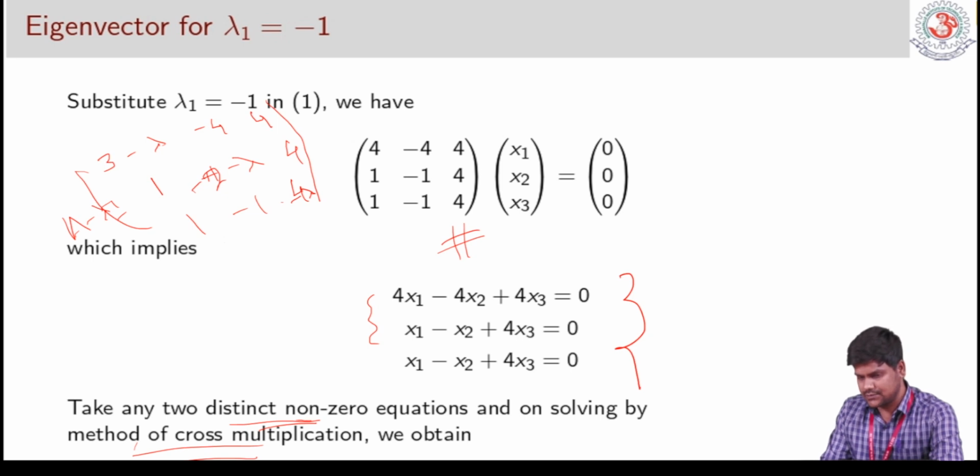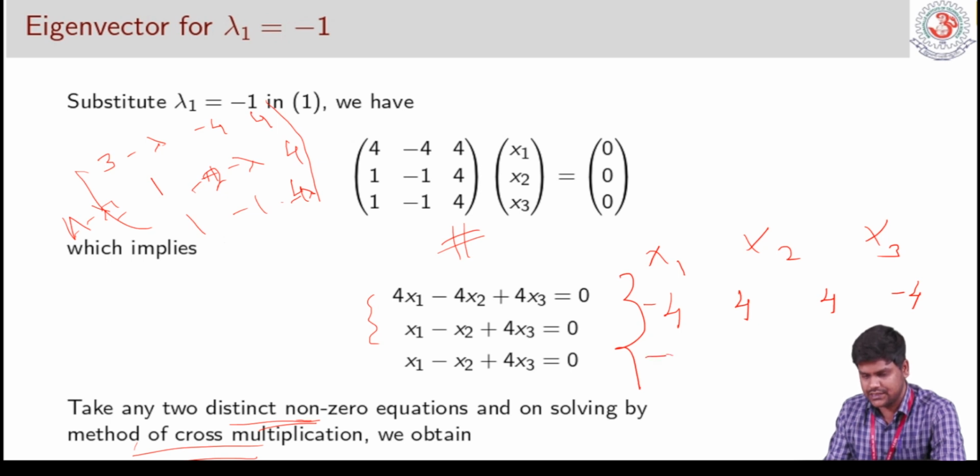To find the cross multiplication, first put x1, x2, and x3. Start with the coefficient of x2, so minus 4, next the coefficient of x3, plus 4, then the coefficient of x1, 4, and end with the same coefficient, minus 4. Next the second equation, start with the coefficient of x2, that is minus 1, 4, 1, minus 4. So this is the cross multiplication.